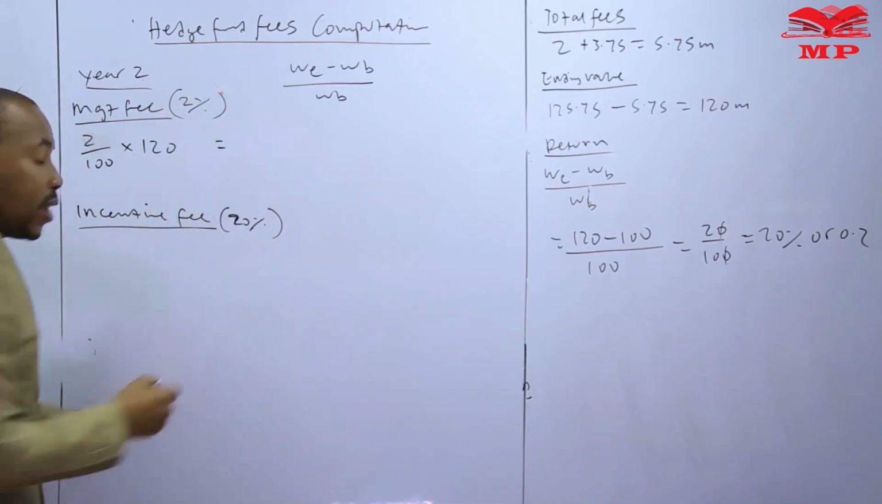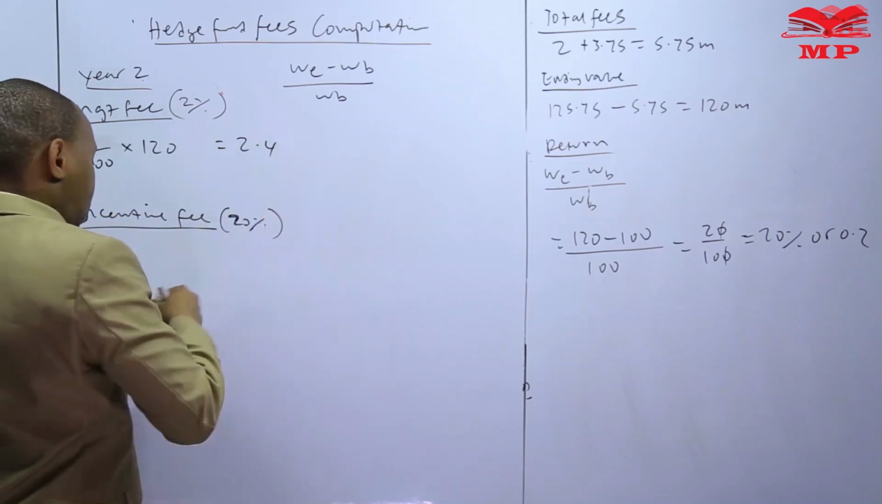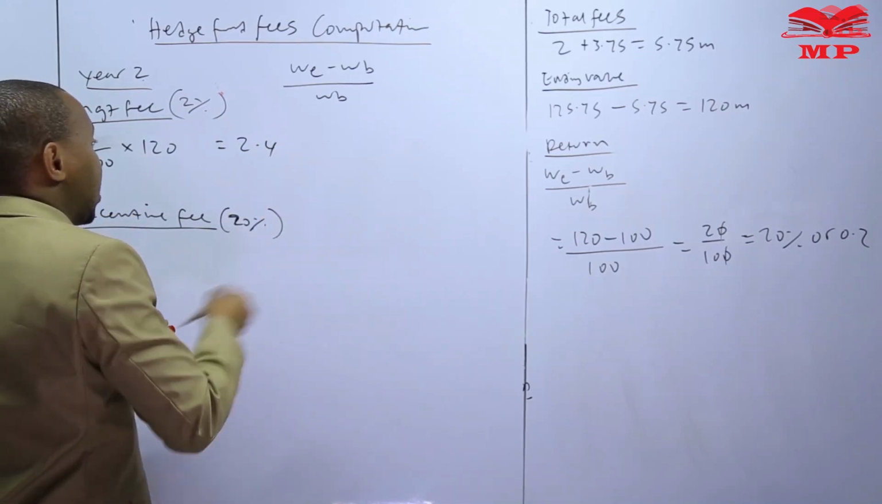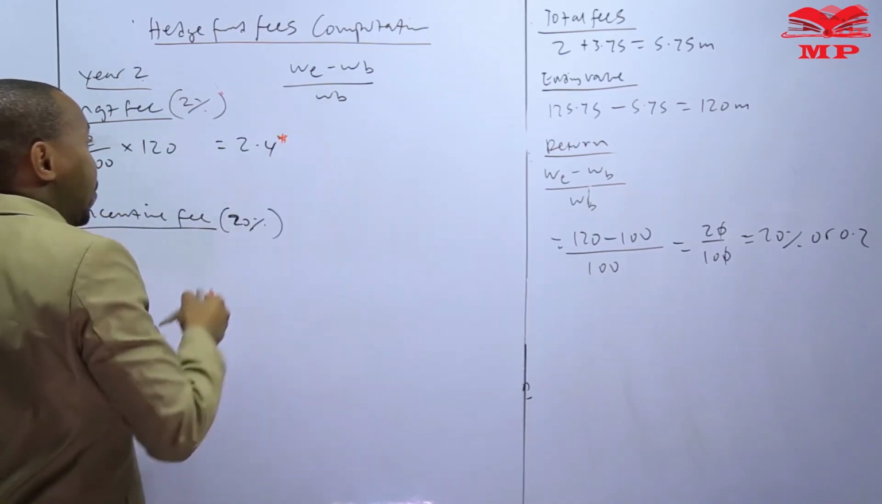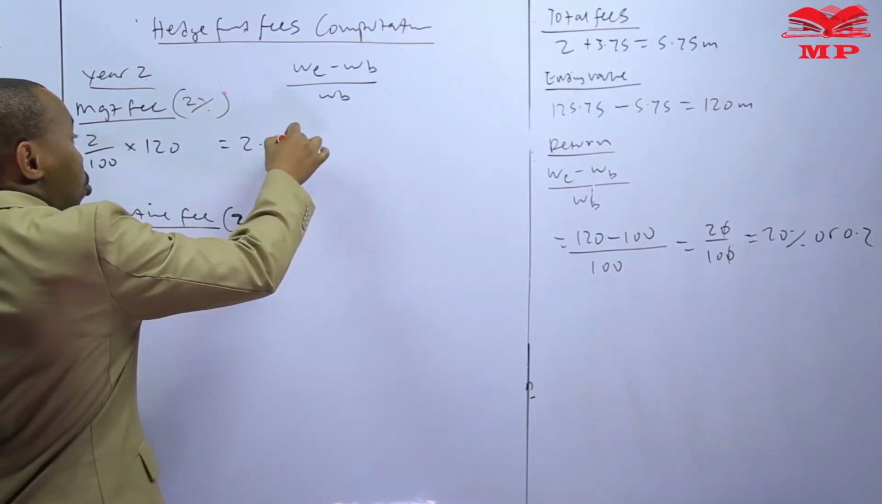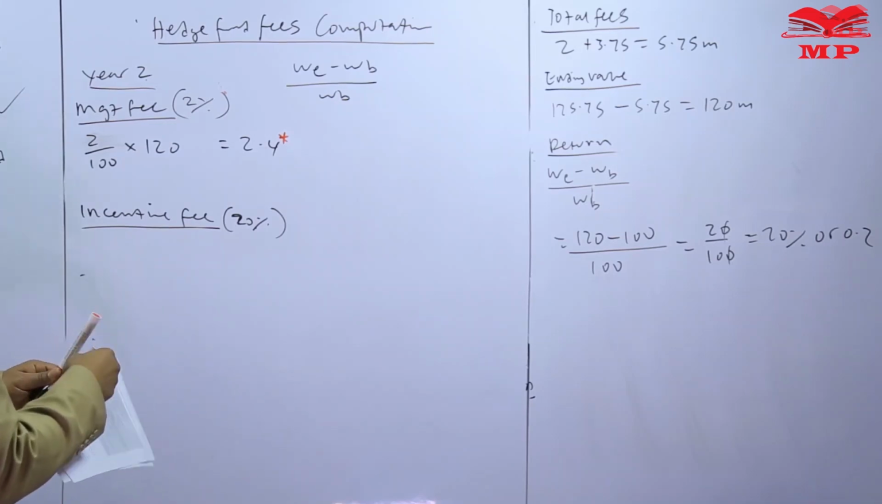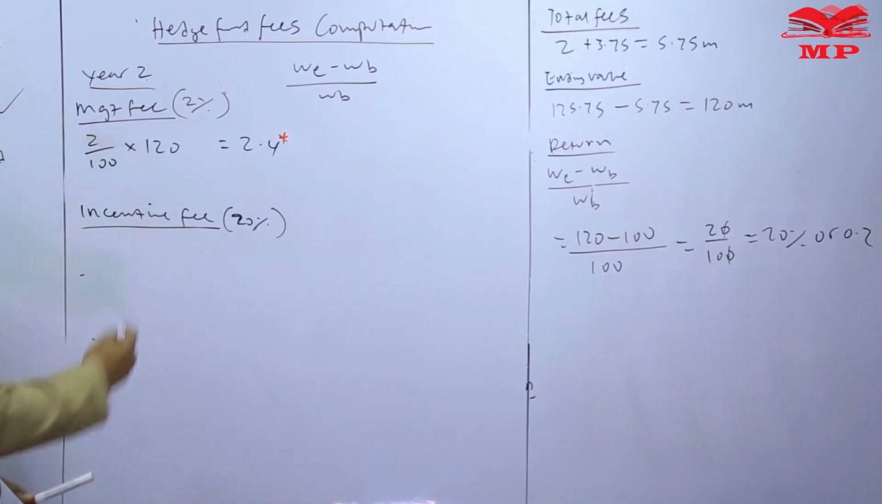And over there, how much do we get as the management fee? 0.02 times 120 is 2.4. As we said, put it in a star so that when you're getting the total fees, we put a star like that, like the way we had done it in our previous year 1. Then now we come and compute the incentive fee.